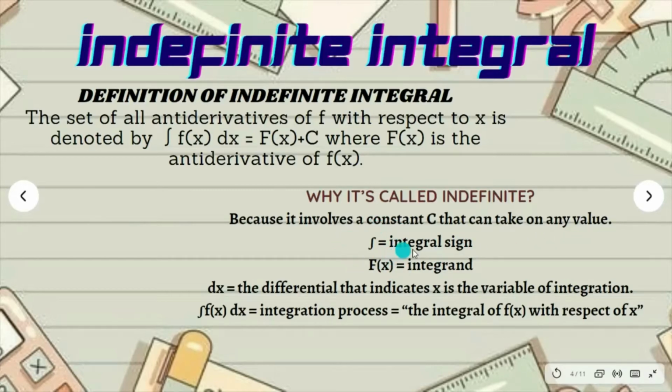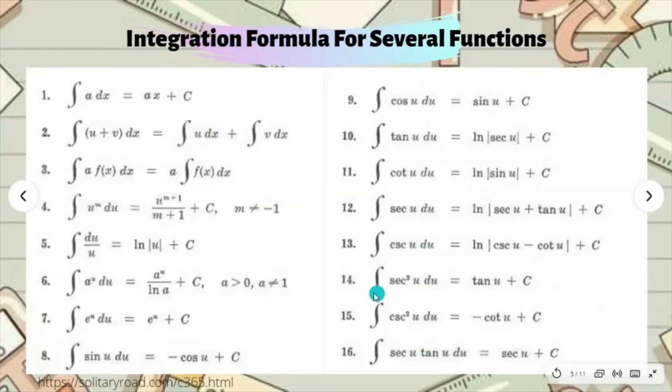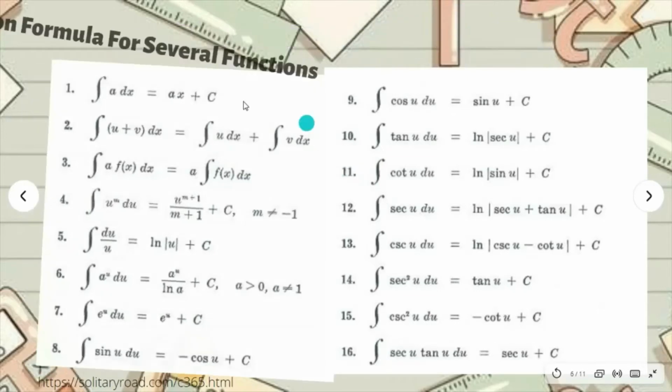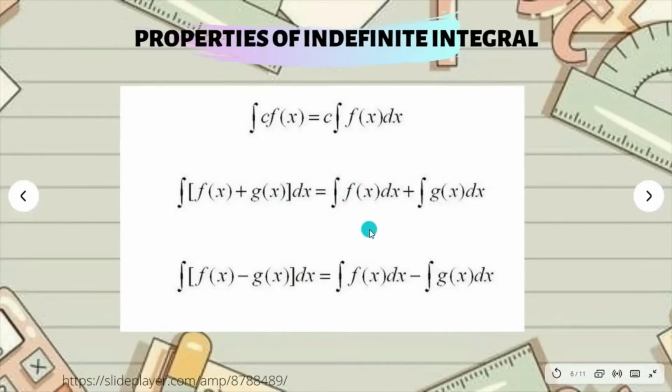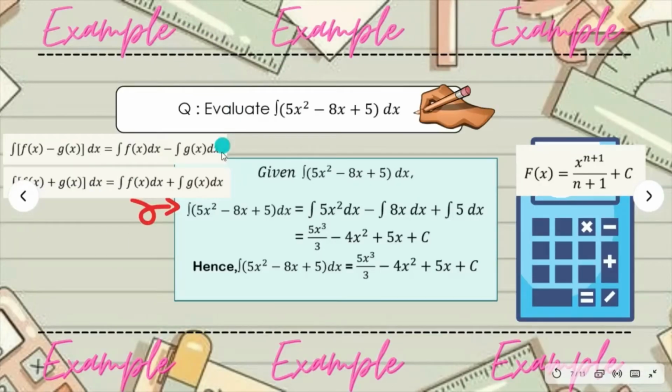This is the integral sign which we use to integrate the integrand, and dx is the differential that indicates x is the variable of integration, while we can say this as the integration process, the integral of f(x) with respect to x. Let's go to the integration formula for several functions and the properties of indefinite integral. Head on to the first example.